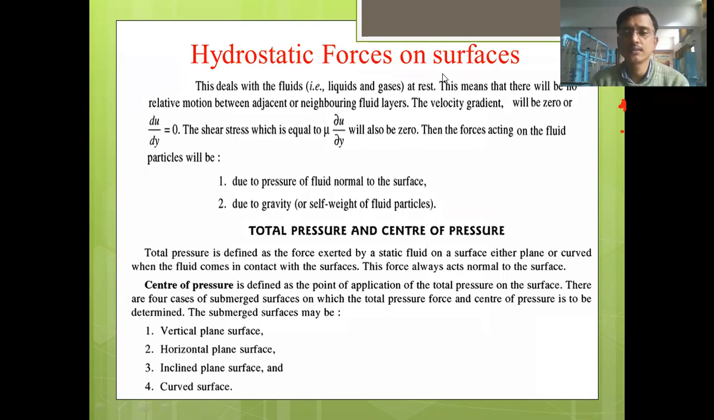Next, write down the title: center of pressure.